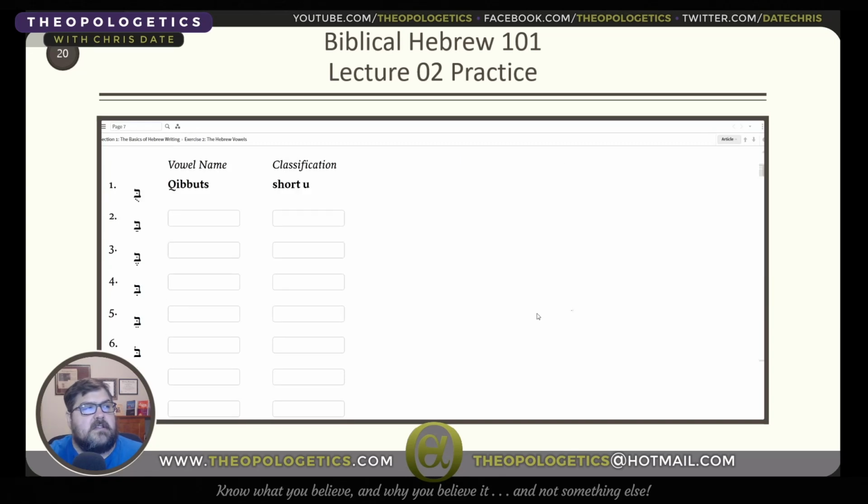All right? So in the example, they're showing you the three diagonal dots under the consonant, and they're telling you that that's the vowel kibbutz, and that its classification is short U. All right? So next one down, and this is going to be, you know what, let me see if I can make this larger.